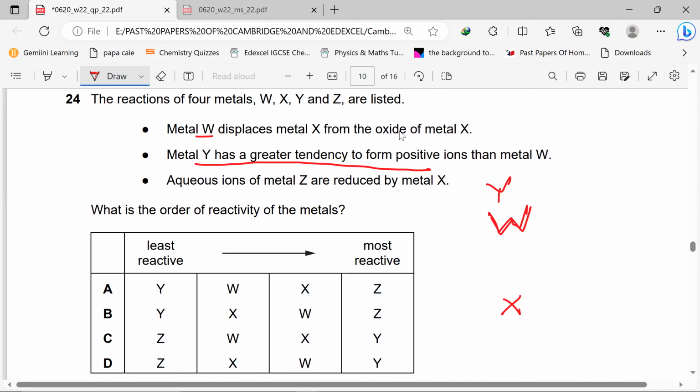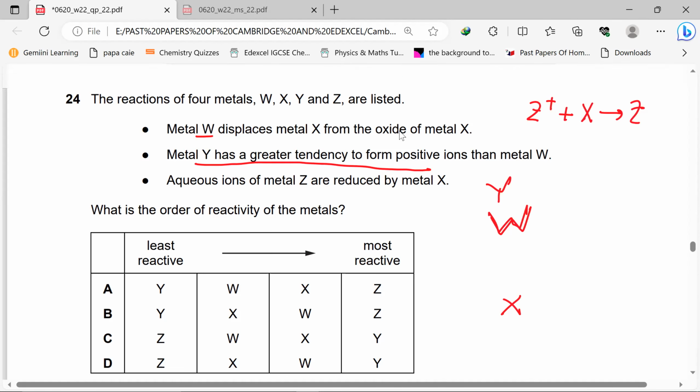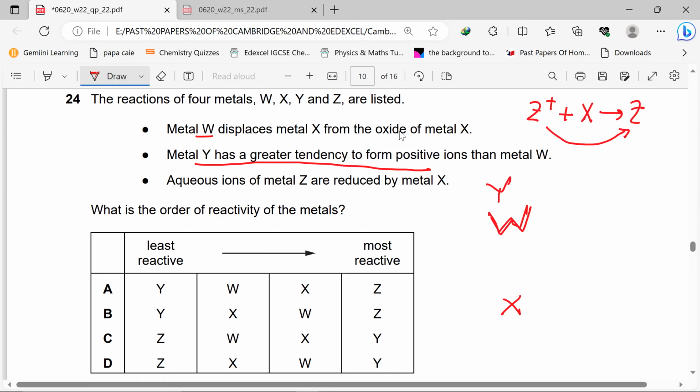Aqueous ion of metal Z, so say Z is a metal ion Z plus, and if X reacts, Z plus is reduced. If Z plus gains an electron, it will form Z. Gain of electron is reduction. So if this is the case, X is able to displace Z from its solution, so X must be more reactive than Z. That you need to understand.